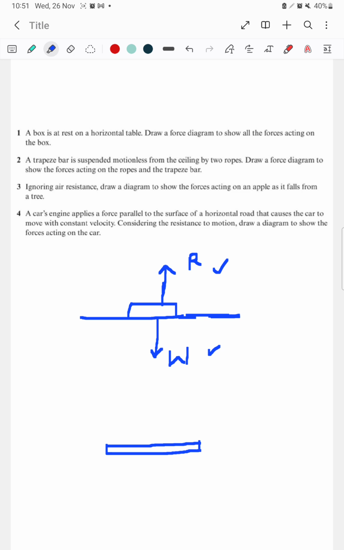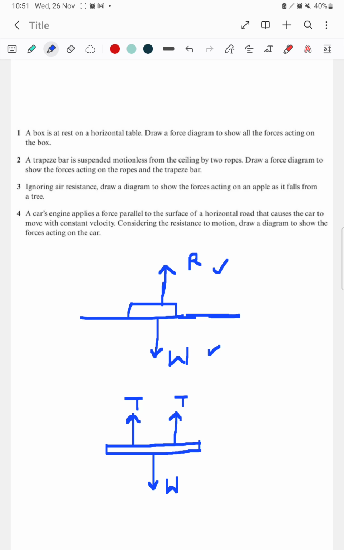So this is suspended motionless from the ceiling by two ropes. So let's say this is the first rope and this is the second rope. Obviously there will be some weight of this bar and that will be acting downwards, and because the trapeze bar is suspended motionless, this weight is balanced by the tension in the ropes. There will be tension force in the ropes, and that is shown by the letter T.